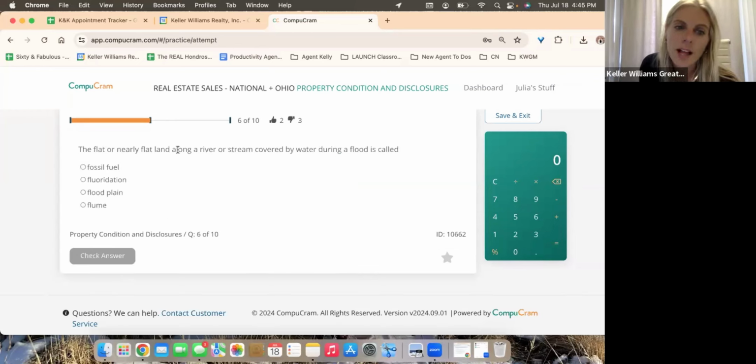The flat or nearly flat land along a river or stream covered by water during a flood is called A, fossil fuel, B, fluoridation, C, floodplain, D, flume.